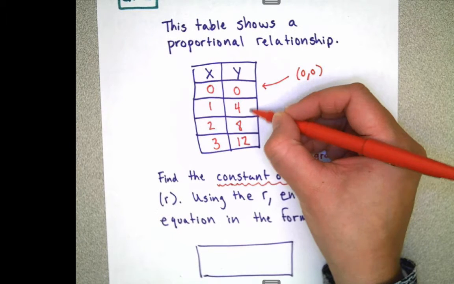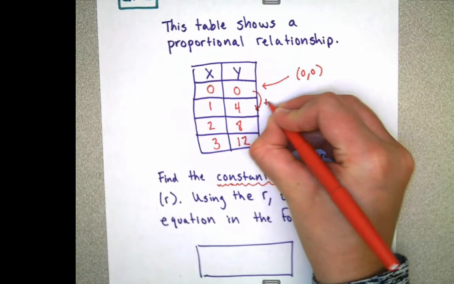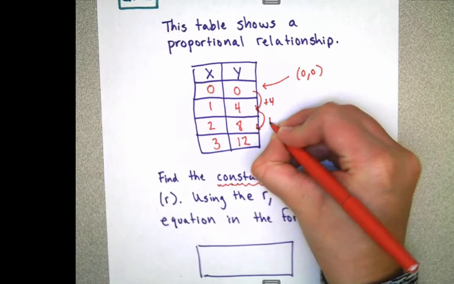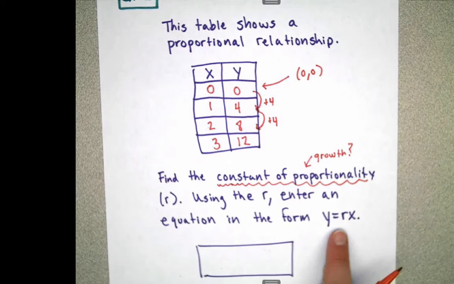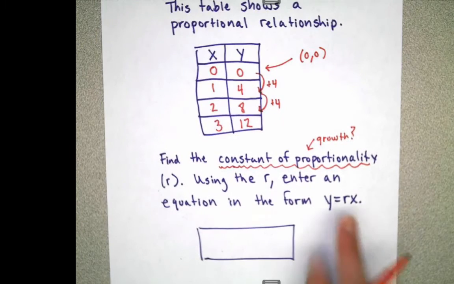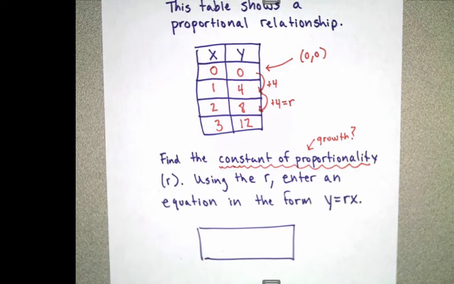0, 4, 8, 12. It's going up by 4s, isn't it? It's adding 4 each time. I can see my growth number. So using the R, enter an equation in the form y equals Rx. Okay, R is growth. R is the 4. We know the growth. We figured out the R part. That part was easy. That was the growth number. What we got to do is write the rule.